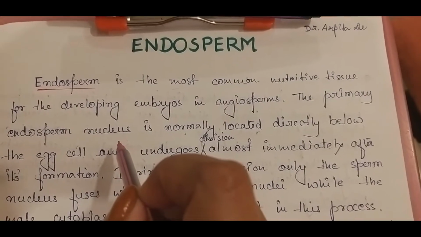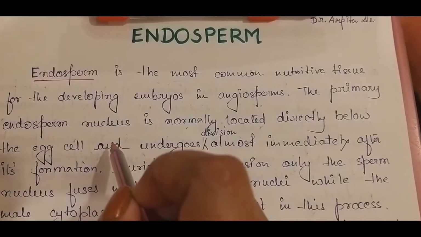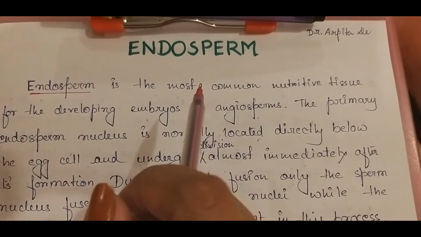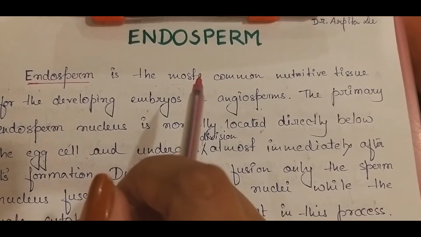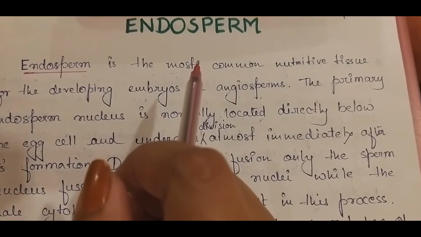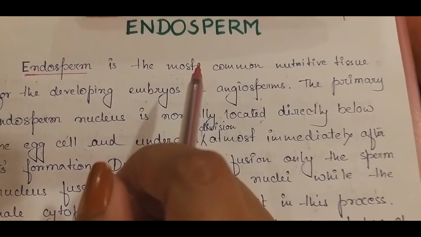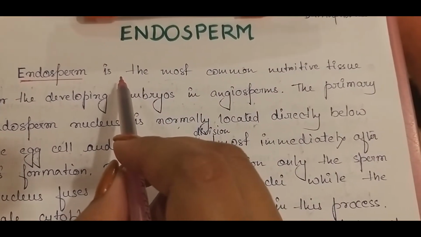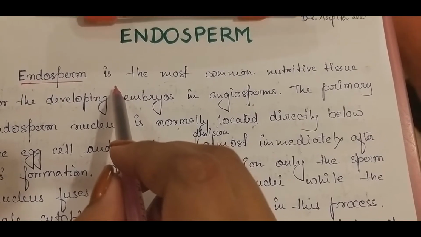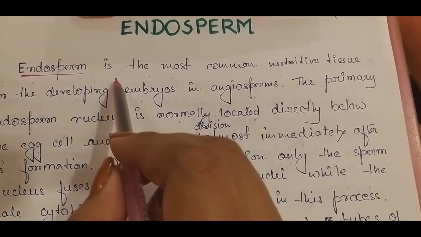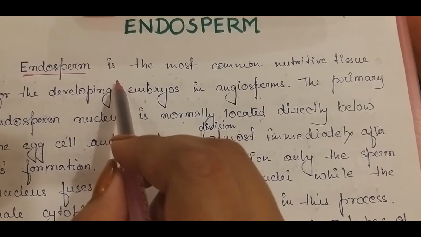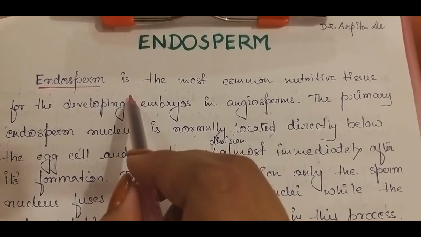You must be having some idea about how endosperm formation initiates, how endosperm is formed actually. There are two sperm nuclei, one of which fuses with the egg cell or fertilizes the egg cell to give rise to the zygote, while the other one fuses with the polar nuclei to give rise to triploid endosperm. The zygote is diploid and the endosperm is triploid in nature, that is 3N.